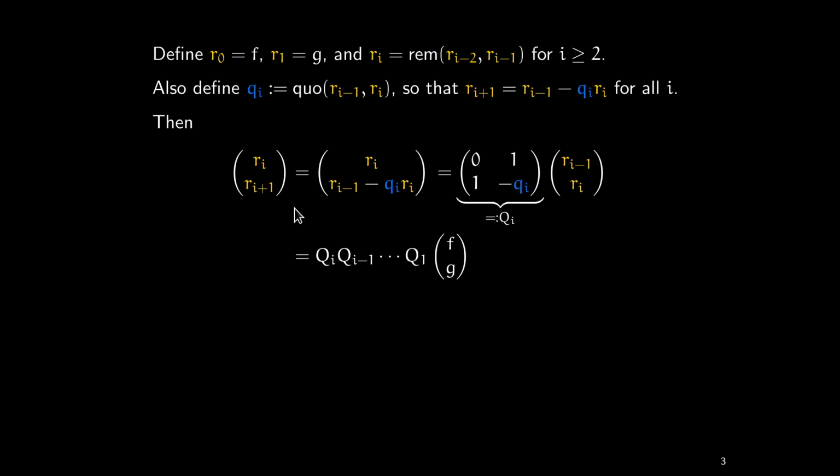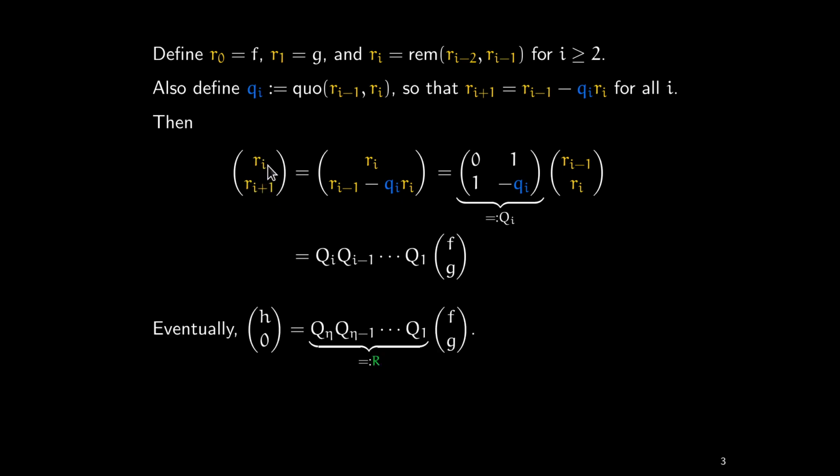And then also if you do this far enough, then you will reach the final output, and the final output is when you down here have a 0, and then this is the GCD of f and g, and I don't know in advance how many q's I will need. I just know that there's a certain number, and let's call it eta, this number of q's. And if I multiply all these q's together, then I get a certain matrix R.